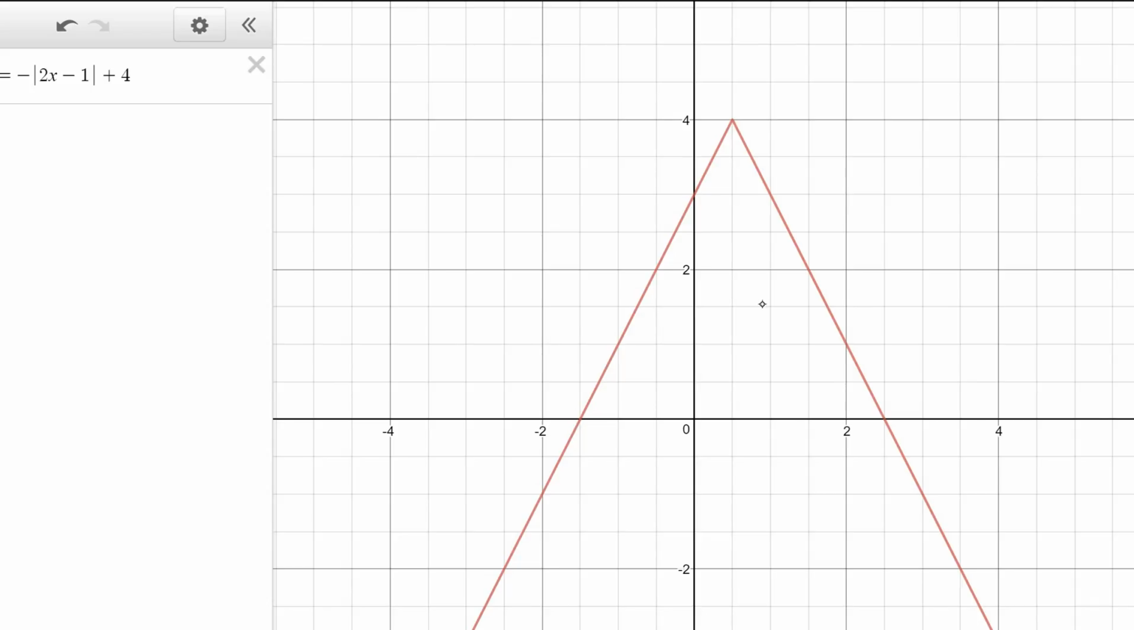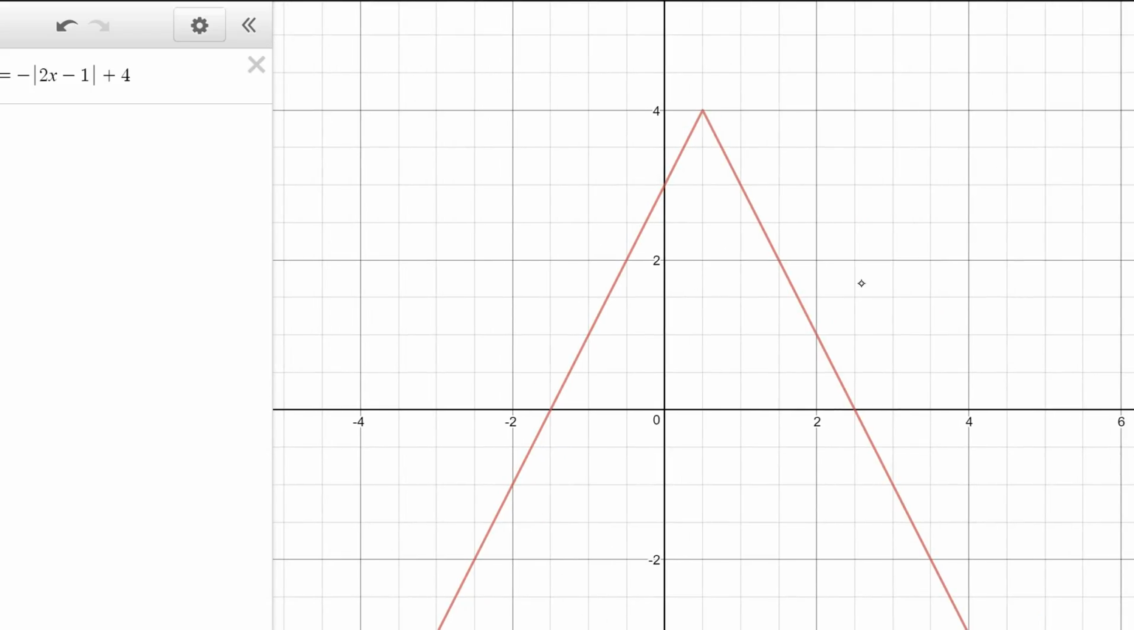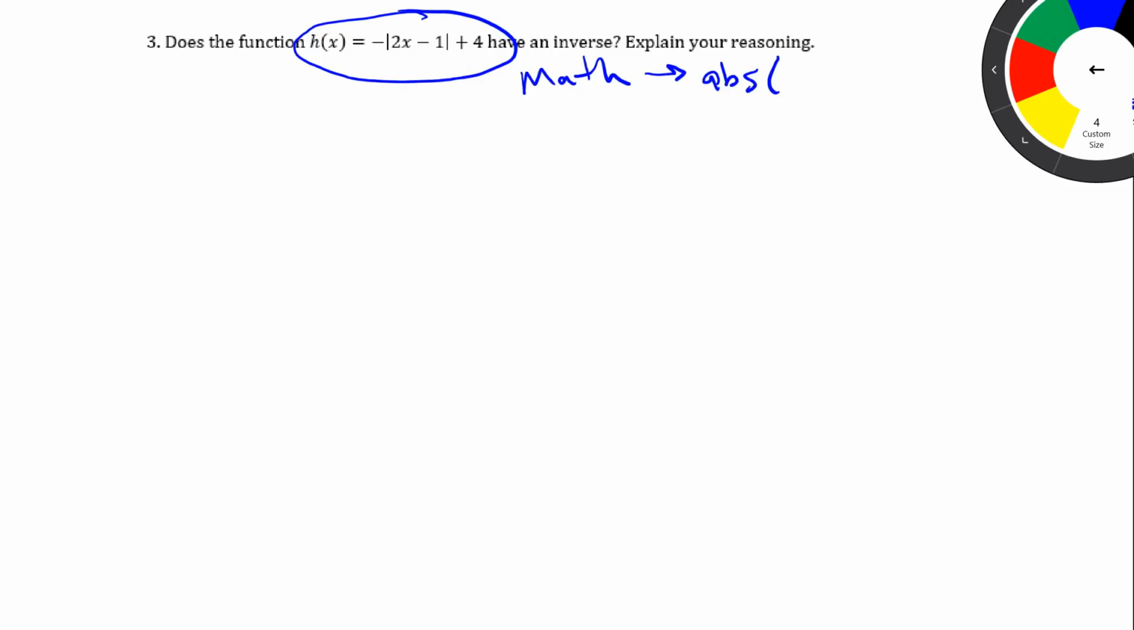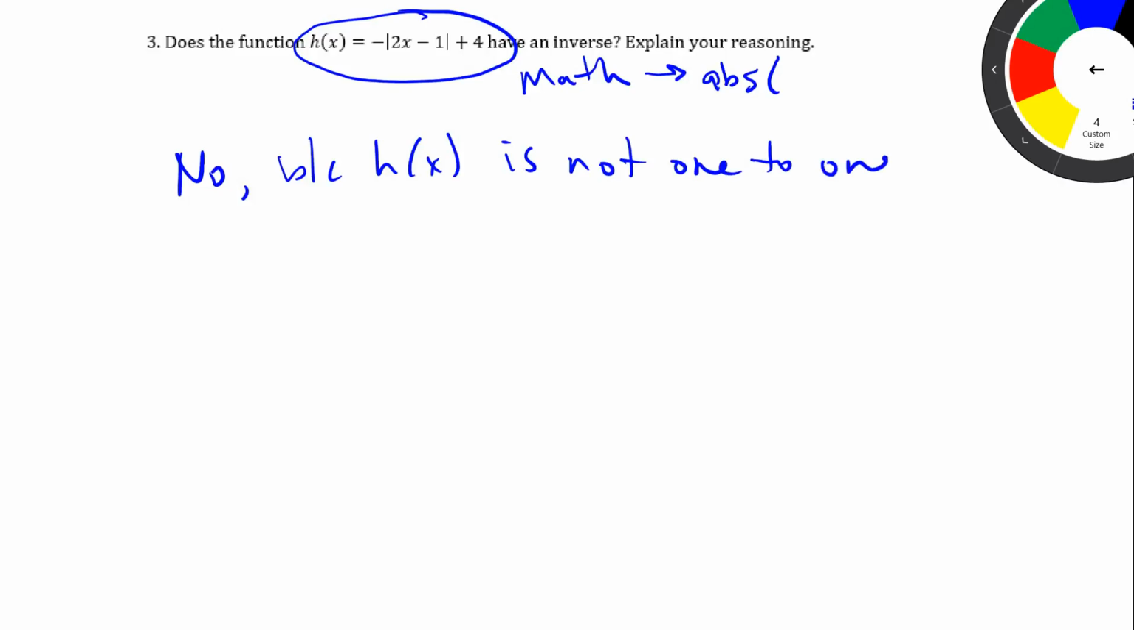We notice that this graph does not pass the horizontal line test. So because it does not pass the horizontal line test, it's not a 1-to-1 function. So that means it does not have an inverse. So the answer to this is no. And the reason is because h of x is not 1-to-1. Right? So it does not have an inverse function.